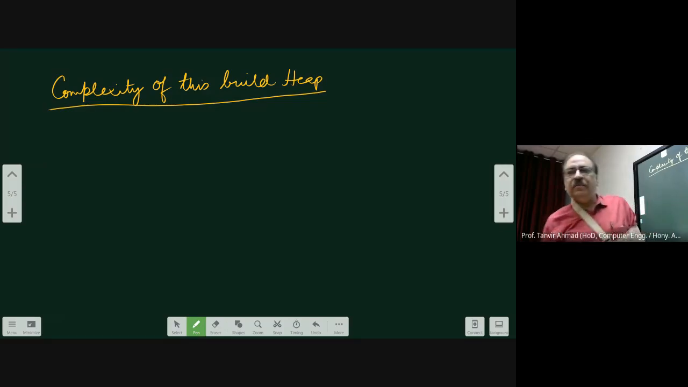Now, what is the complexity of this build heap? Okay, I got it. Now tell me how to calculate the complexity of this build heap. Let us come from a very basic beginning. When you inserted the first node, how much time did it take? That means for the first node, it took order of 1.